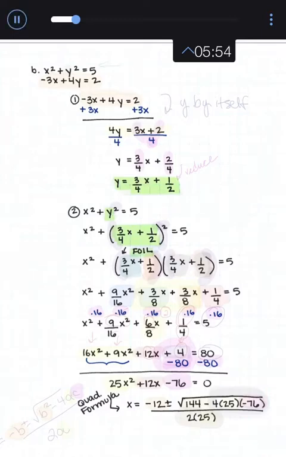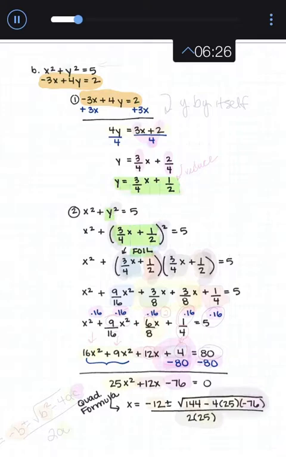Now let's move on to problem B. Again, notice in problem B, we are set up for substitution more than elimination. So the best way to start off substitution is to start with the easiest equation to get a variable by itself. Well, the easiest equation to get a letter by itself is the second equation here. So we'll start out with that equation and we'll get one of the two variables by itself.